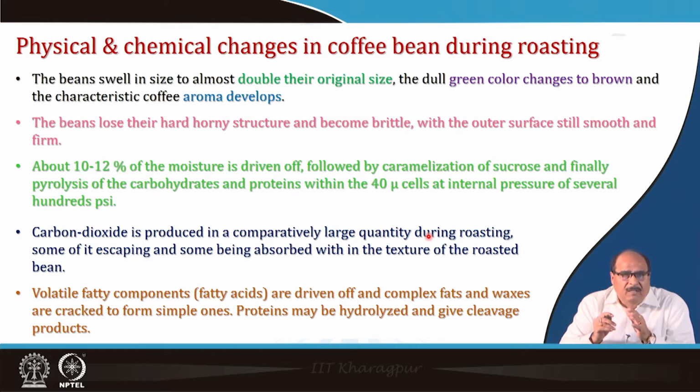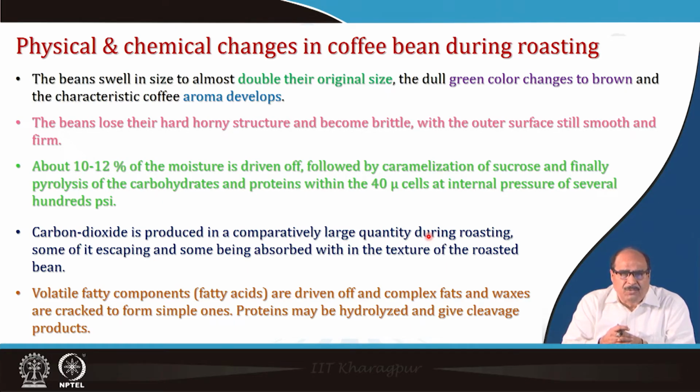That is, number one, the beans swell in size to almost double their original size. The dull green color changes to brown and the characteristic coffee aroma develops. The beans lose their hard horny structure and become brittle, with the outer surface still smooth and firm, and this facilitates the next grinding operation. About 10 to 12% of the moisture is driven off, followed by caramelization of sucrose and finally pyrolysis of the carbohydrate and protein within the 40 micron cell when internal pressure is developed to about several hundred psi.